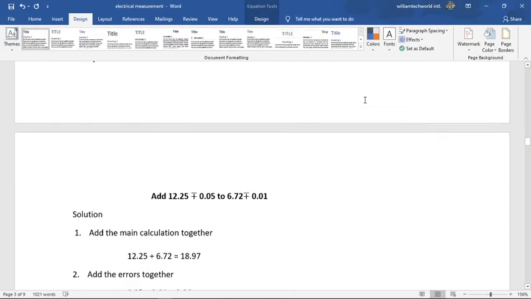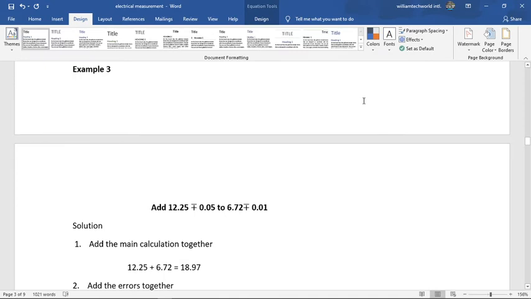Now we are going into the addition of the errors that I was talking about in Excel, and that's the main idea of this error measurement. Now we are told to add 12.25 plus or minus 0.05 to 6.72 plus or minus 0.01. And how do we go about this?